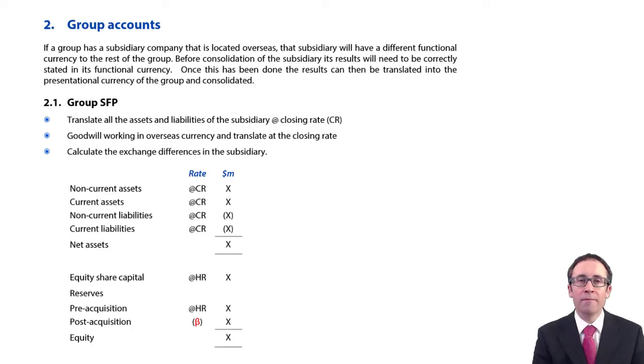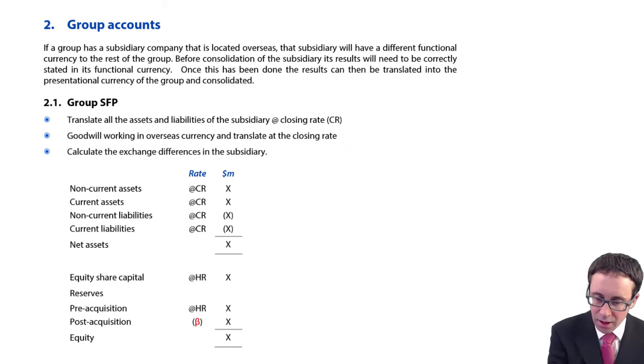So we're now going to move on to the second part of this chapter, which is looking at how to consolidate an overseas subsidiary. The issue when you consolidate an overseas subsidiary is that the functional currency of that subsidiary is different to the currency that the group accounts are presented in. The group accounts are presented in that presentational currency.